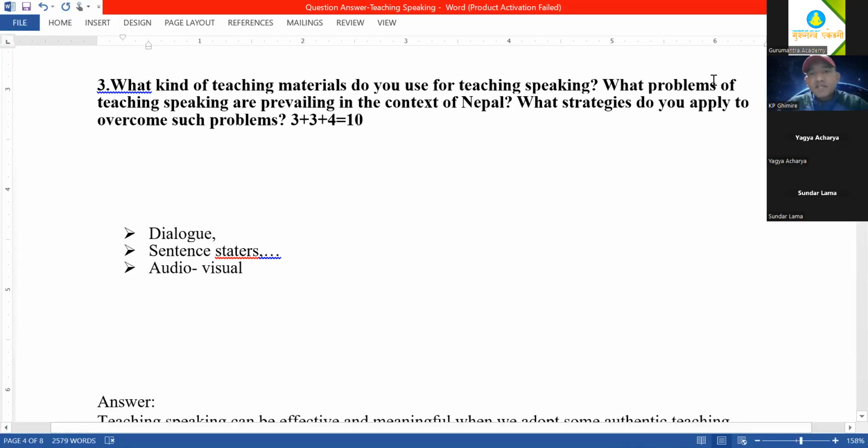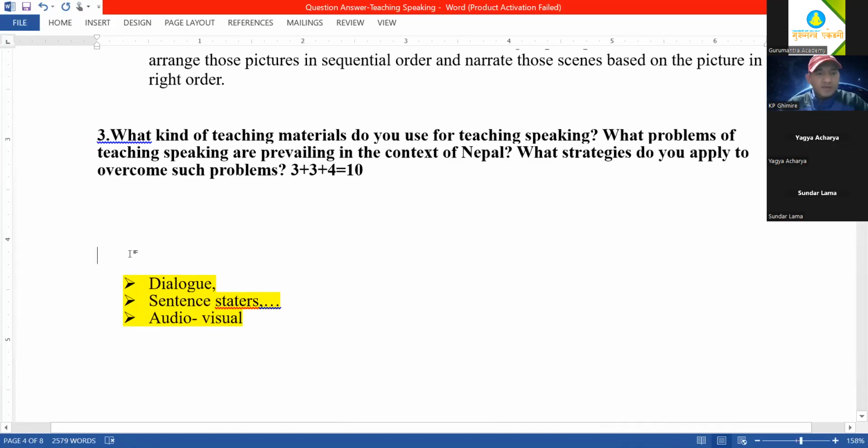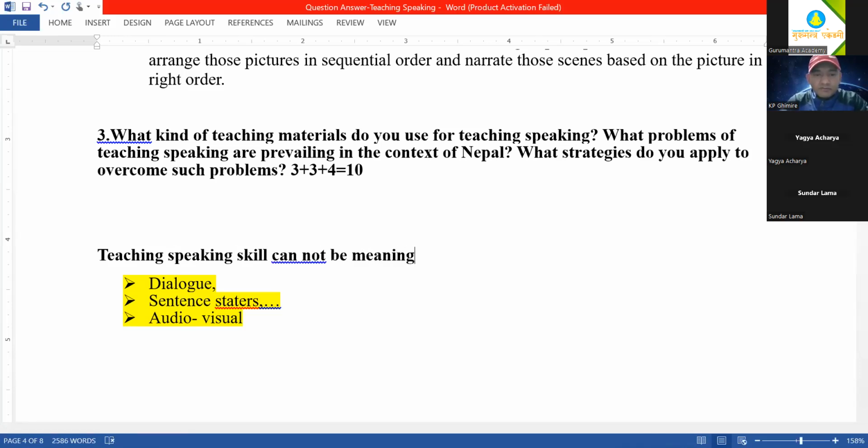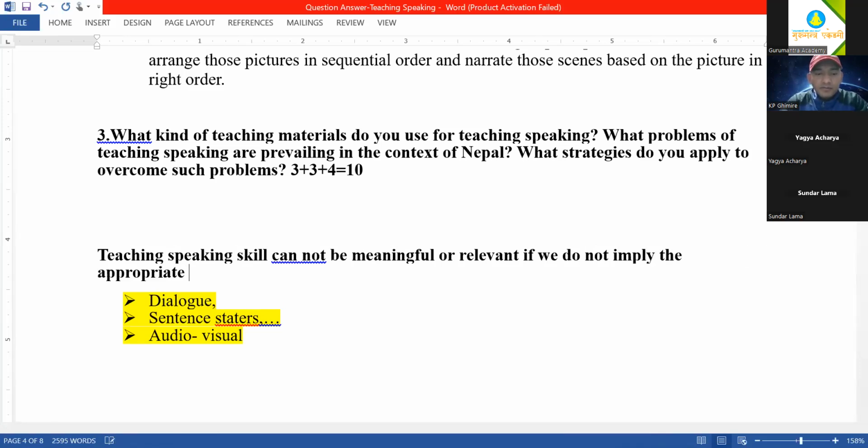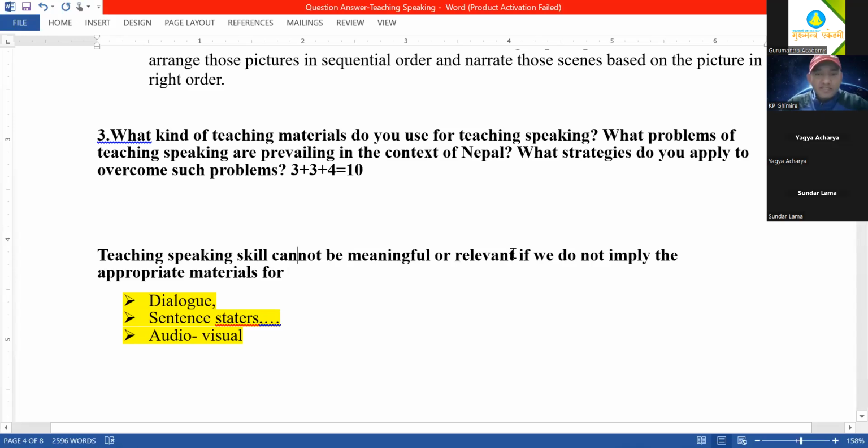So let's go. Start your answer in this way. I'm simply helping with how to write the answer only. Shortly begin your answer in this way. How? Teaching speaking skill cannot be meaningful or relevant or fruitful, let's say, if we do not employ the appropriate materials for fostering or developing it.